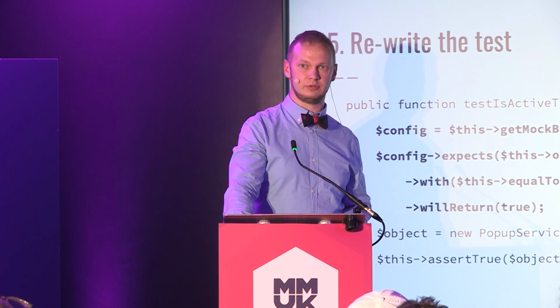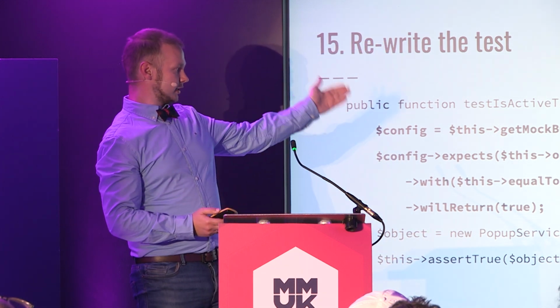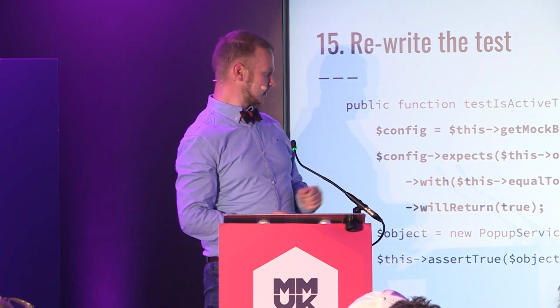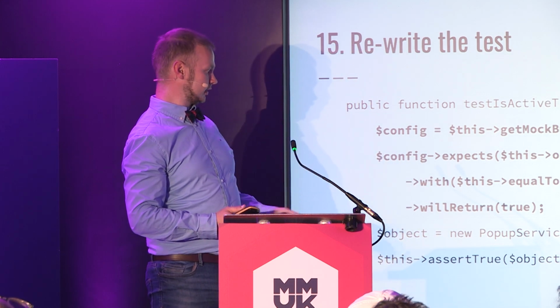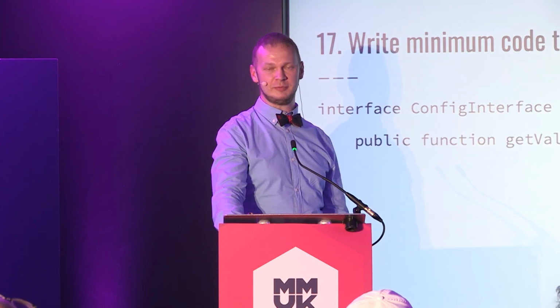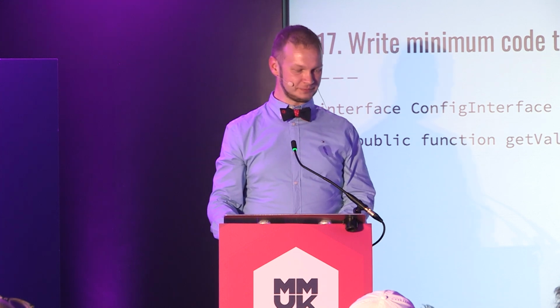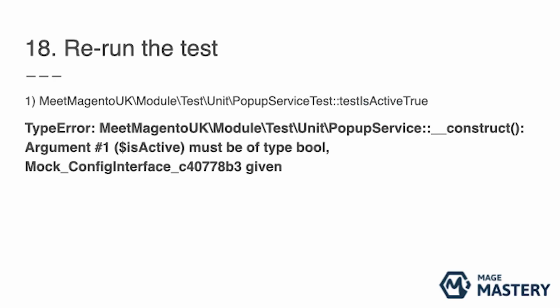I would like to introduce a new dependency, or let's call it a new feature, to my PopUpService class. I will update my test, one of the two tests, and I will introduce a new dependency into my PopUpService. I will rerun this test. I will see that there is no such method as getValue. And the obvious next step would be to write minimum code in order for this test to pass. And I create an interface with a public method getValue. And if I rerun, I see a different result.